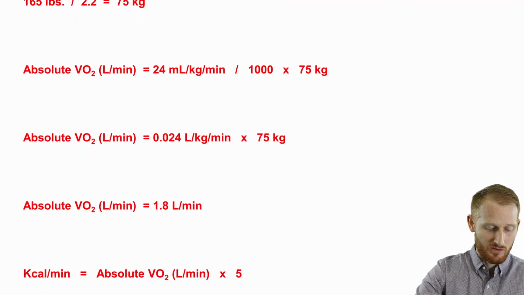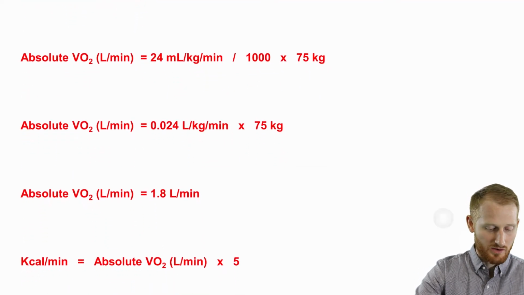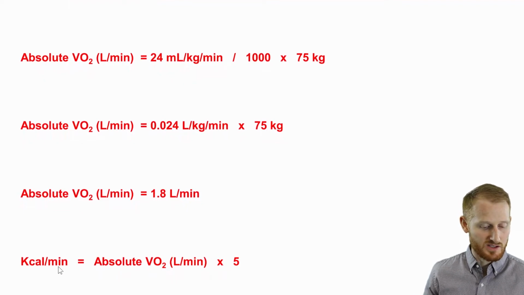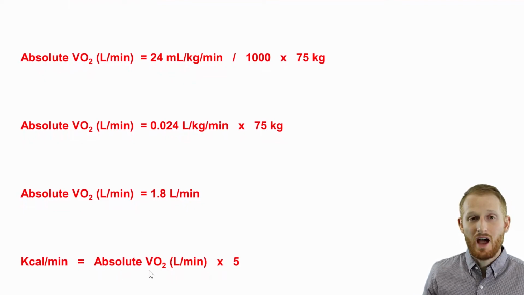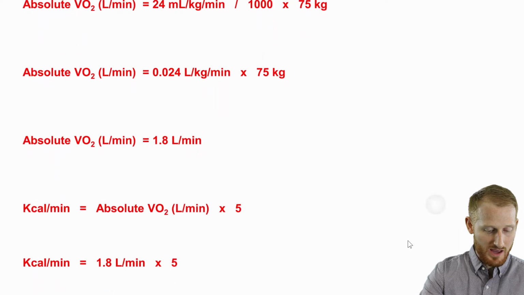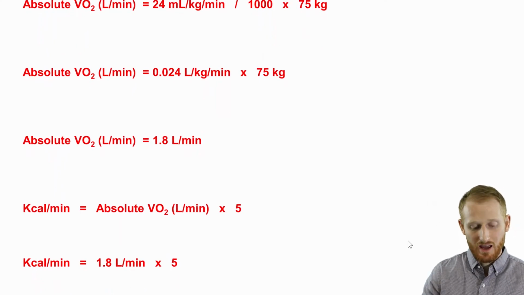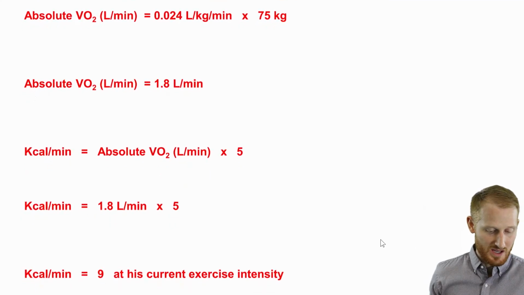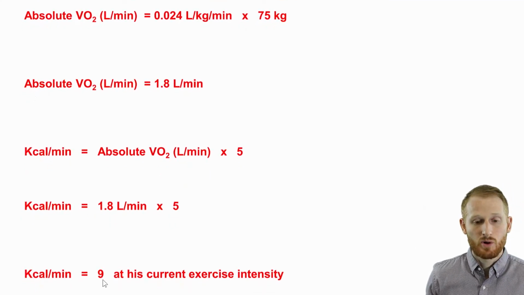But then we really need to get that into calories, and this is a pretty straightforward calculation. So kilocalories per minute equals absolute VO2 in liters per minute times 5. All right, so all we're going to do is plug in that 1.8 into that equation, and we're going to multiply 1.8 times 5, and that's going to give us 9 kilocalories per minute of exercise at his current exercise intensity.